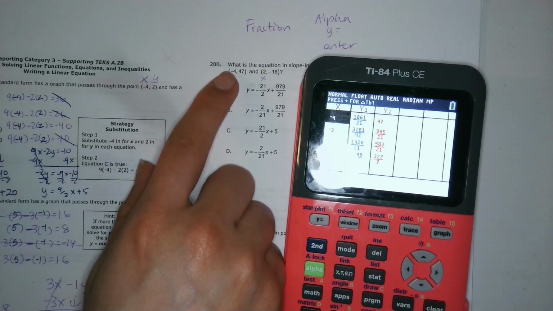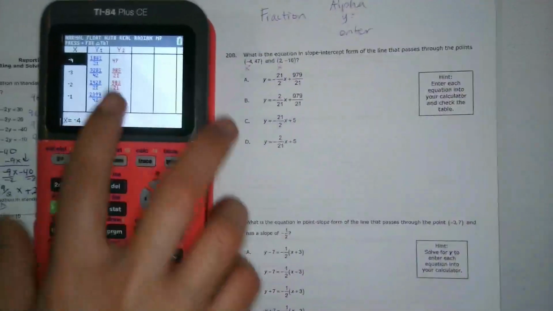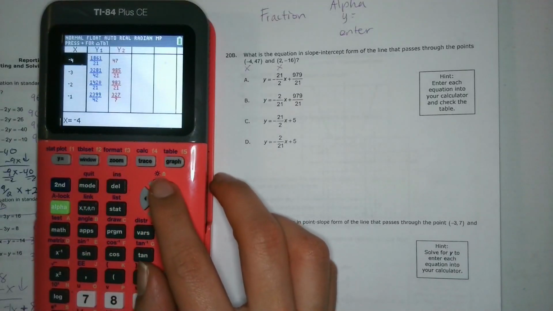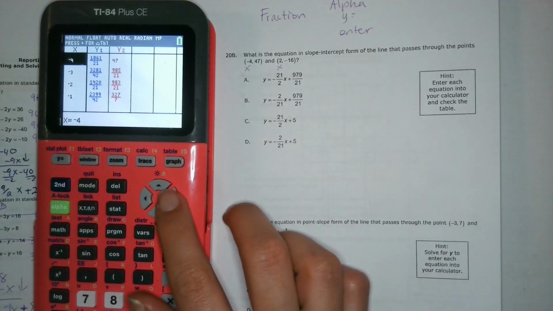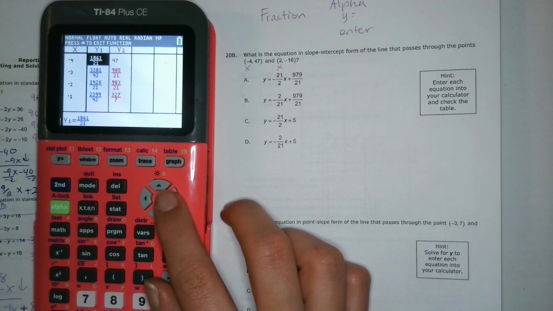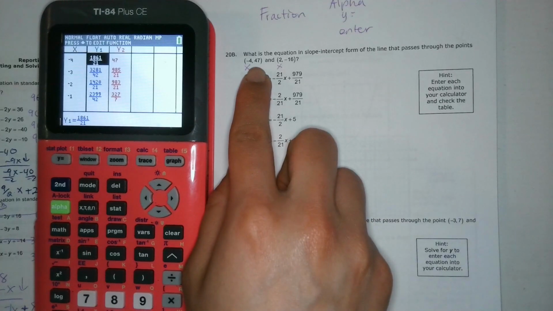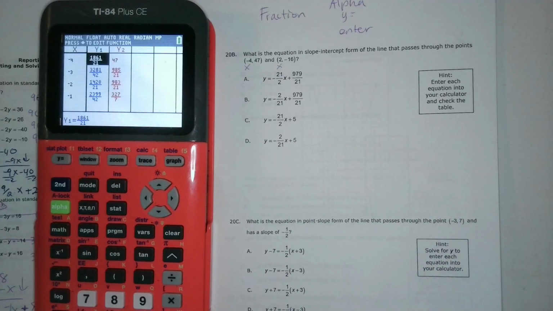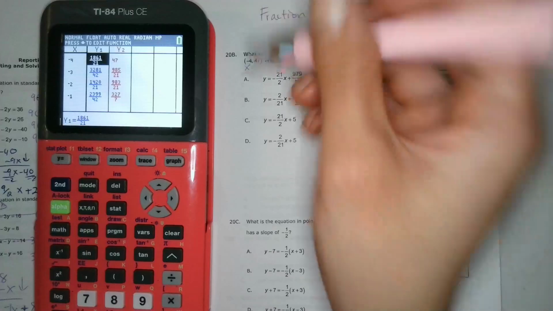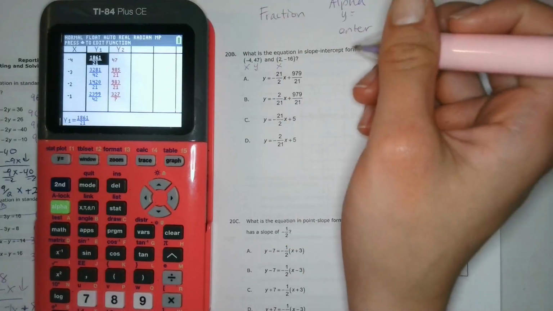And what we want to do is go to -4 and see which of these gives me a 47. Well, obviously, y1 will not give me that answer because it's a weird looking fraction. And I need a whole number 47. Because the left side is my x, the right side of a point is my y.